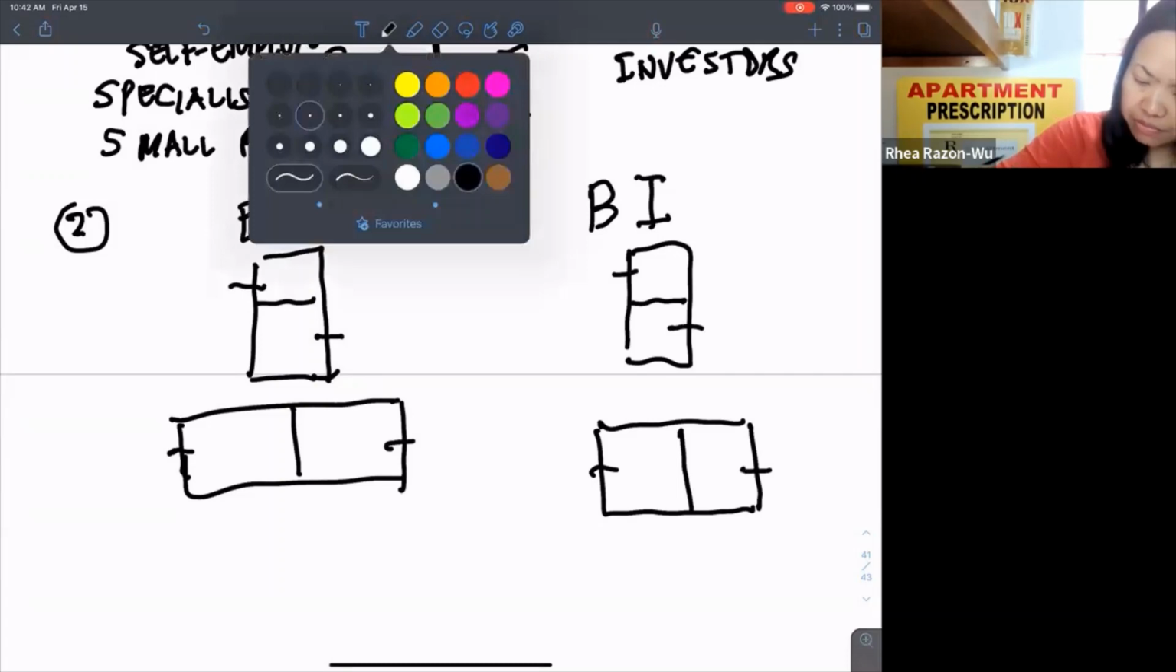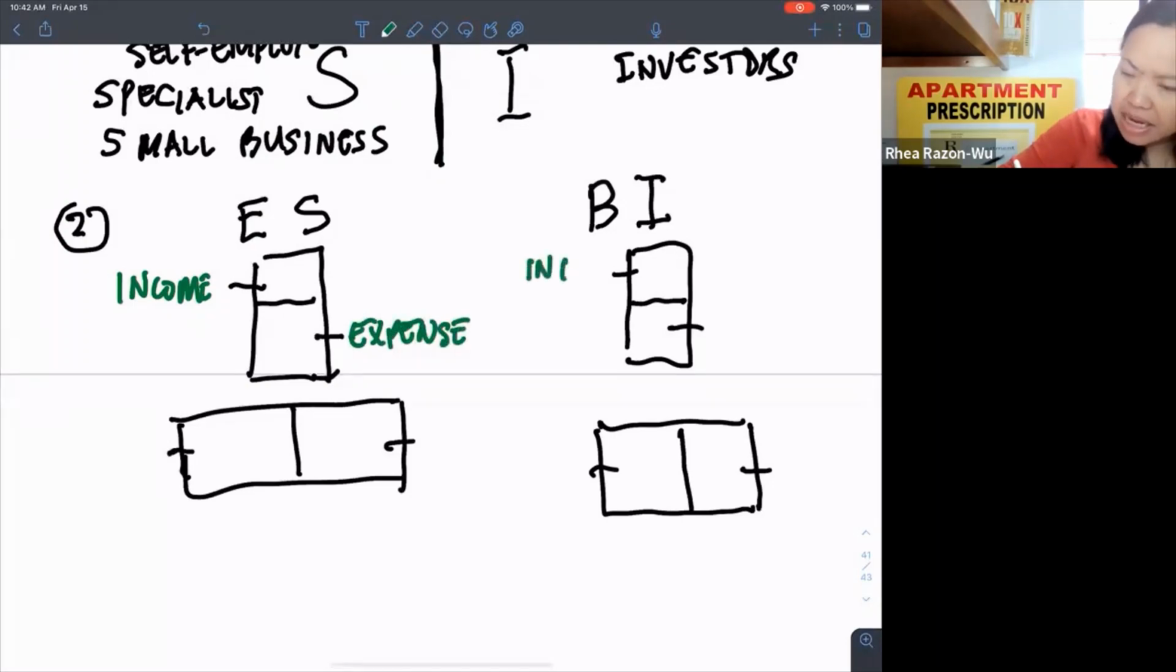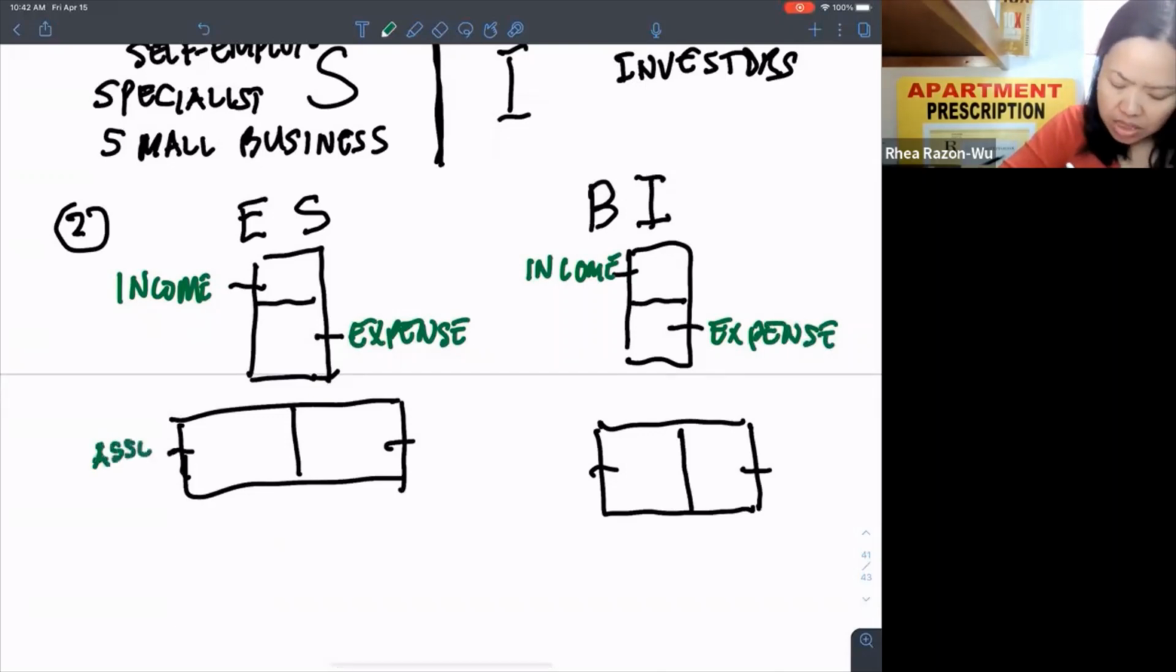So I'm going to label them. This is income, expense, and this is very basic. And I'm taking my time to explain this to all of us so it sticks in our mind. And when it sticks in our mind, we understand it, not just today, but for the rest of our life. Now, asset and liability.